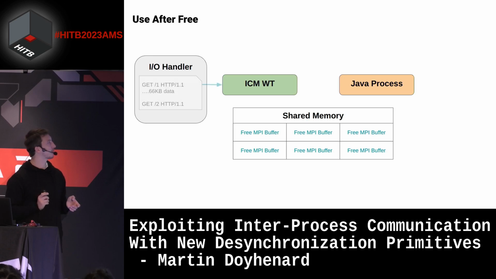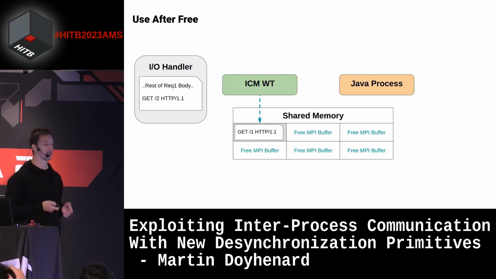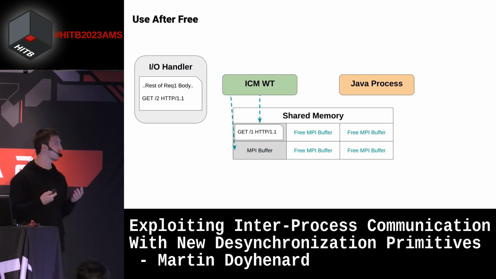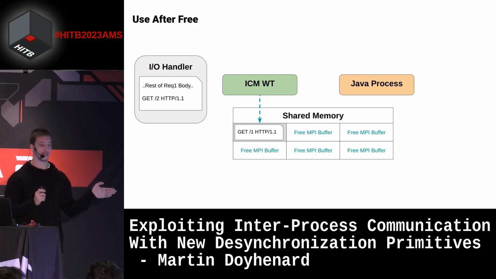But what if we send 2 pipelined requests, but the first request is a large request, more than 65 kilobytes of data? In that case, the worker thread is again going to reserve an MPI buffer and place the request there. Then, before sending it to the Java process, it will read the rest of the request and place it in a new MPI buffer.